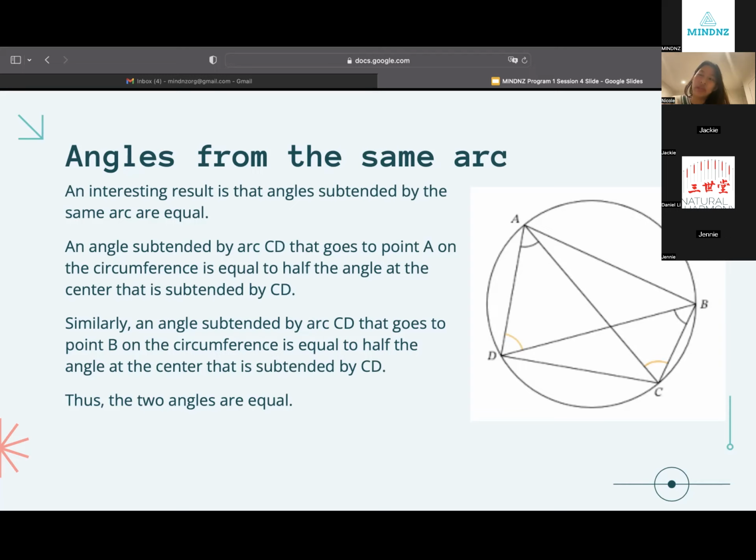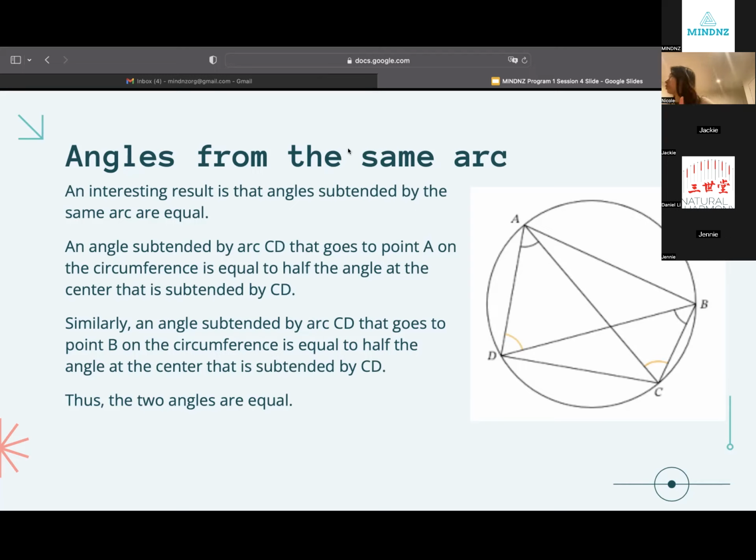So I think I'll draw this out again and go through the process, but this is just an explanation first. And then similarly, an angle subtended by arc CD that goes to point B on the circumference is equal to half the angle at the center that is subtended by CD at the same arc. And because of that, the two angles are equal. So this is essentially using the same property. But what is subtended? Really good question. Subtended basically just means that it's the arc that goes across those points.